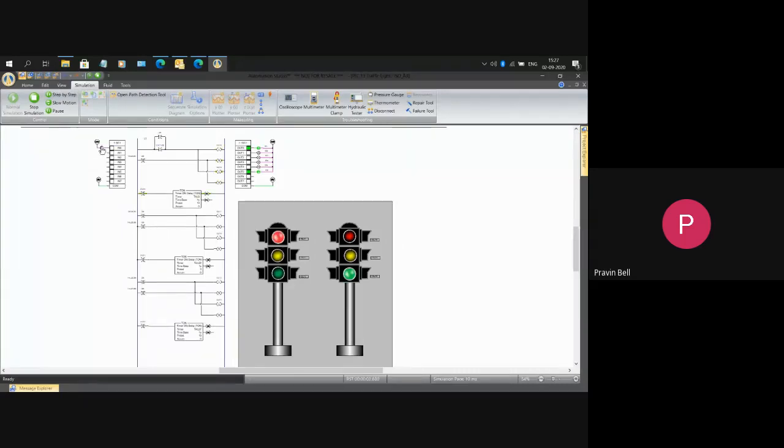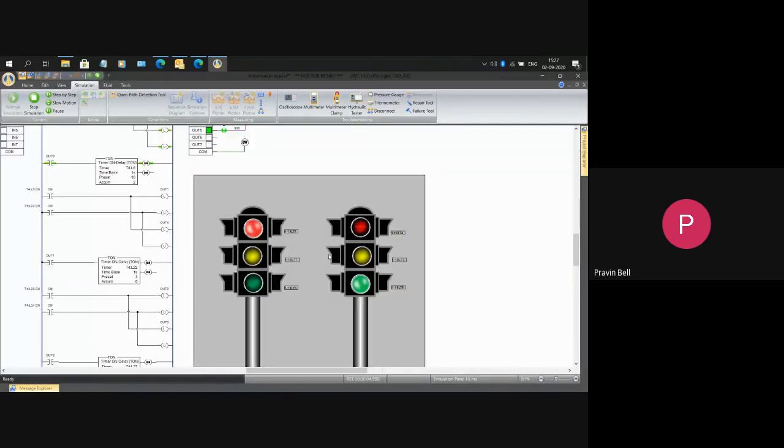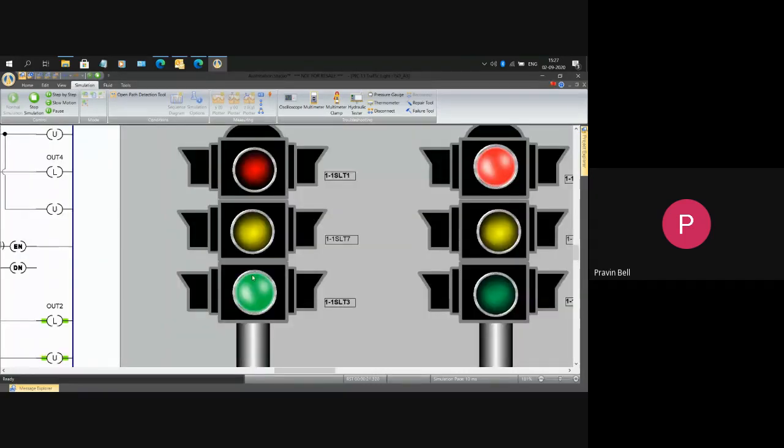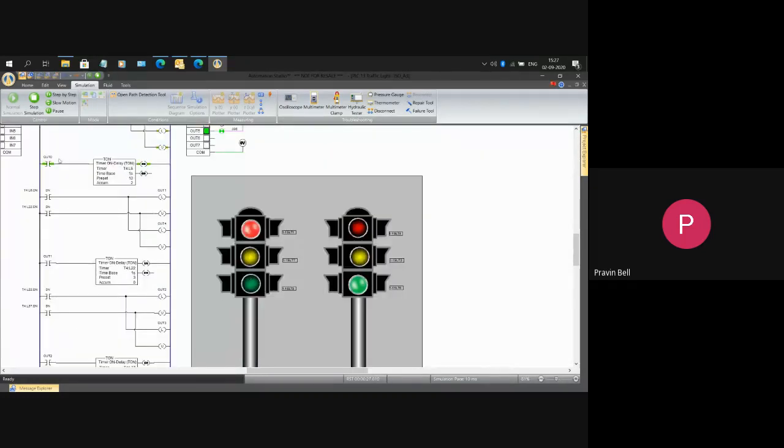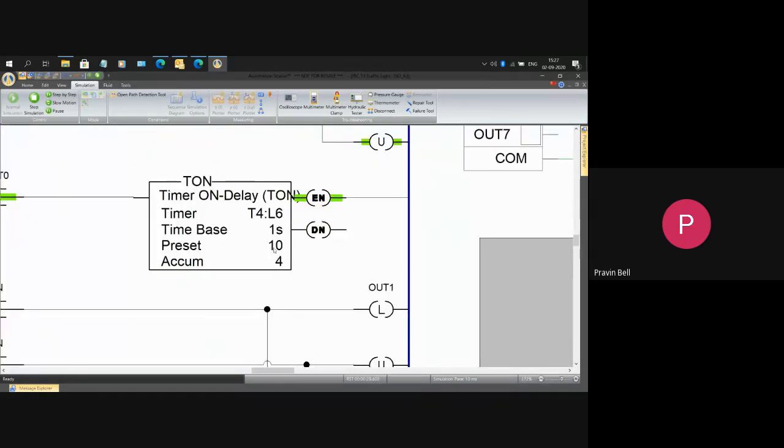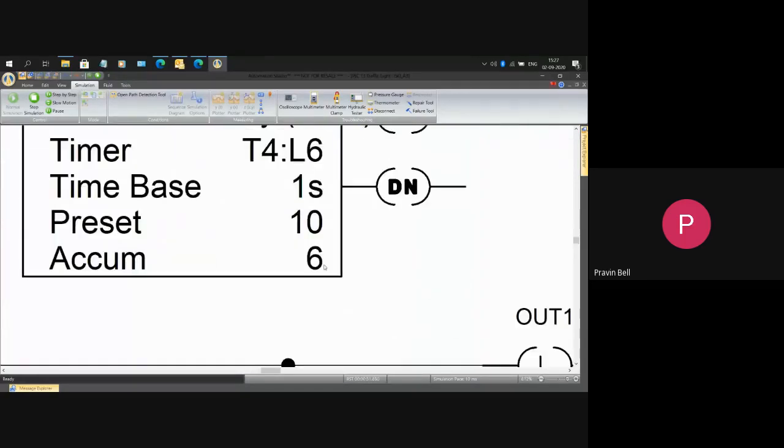I'll start the PLC. So for 10 seconds, the red and green light will be on. 9, 10. Now yellow will blink for 3 seconds. It will reverse the connection now. And the PLC is doing all this controlling here in the background. You can see the timer counting here.